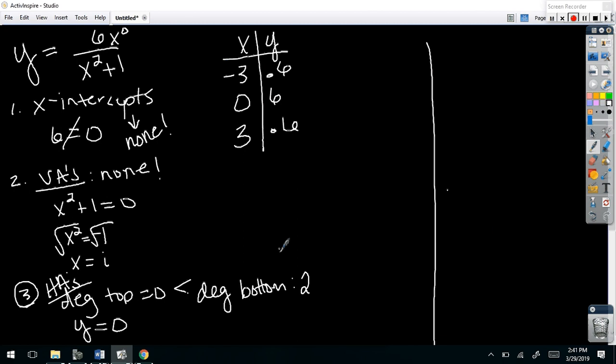So when I graph this, let's go through and graph each thing one thing at a time. Step 1 was x-intercepts, and there are none. Step 2 was vertical asymptotes, there are none. Step 3 was horizontal asymptotes, and there is one, it's y equals 0. And now we can just plot our points, right?